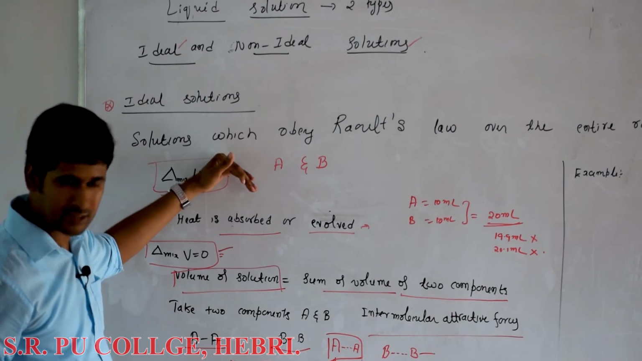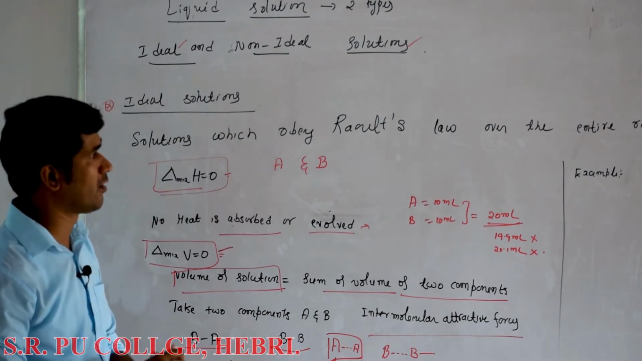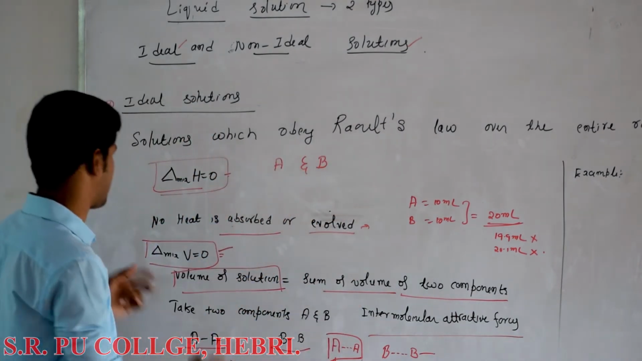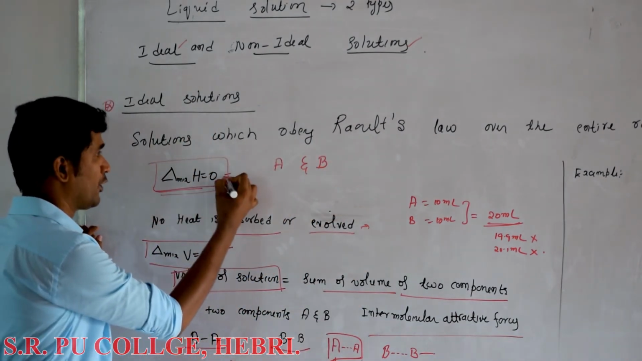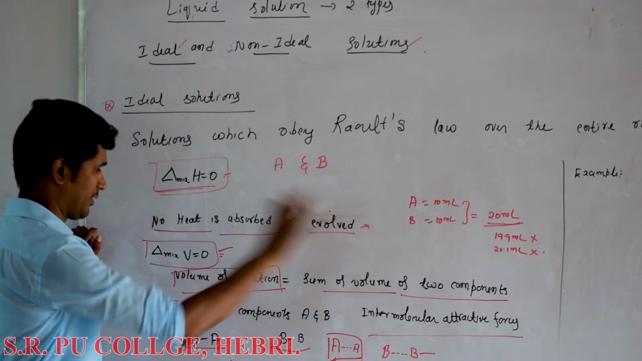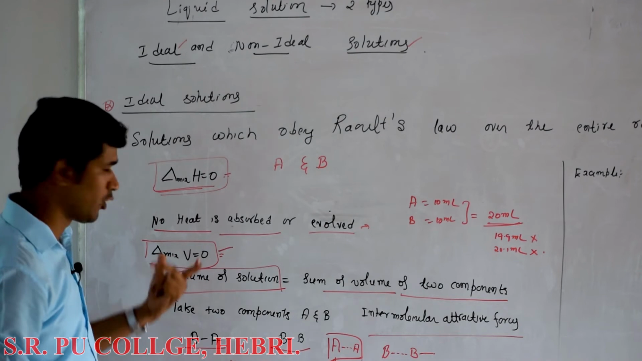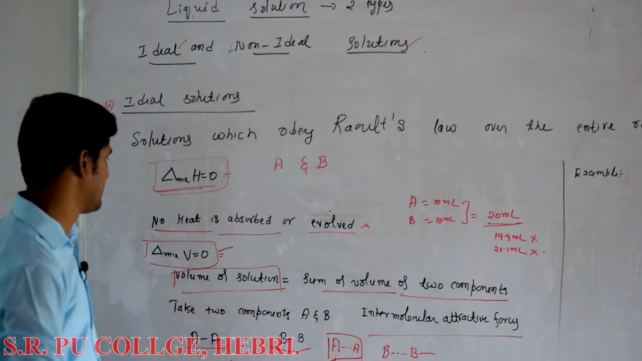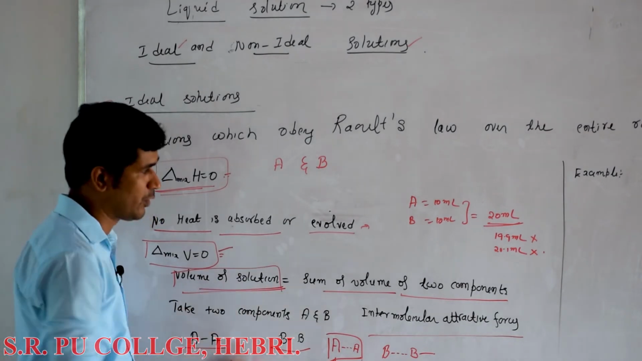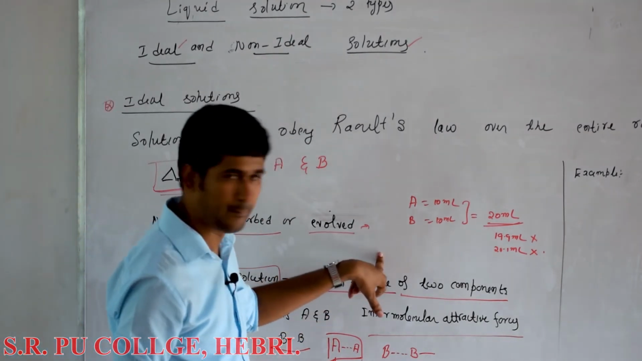So what are ideal solutions? Solutions which obey Raoult's law over the entire range of concentration. What are the characteristics? Enthalpy of mixing is equal to 0. There is no heat absorption or evolution. What is the volume of mixing? The volume of mixing is also equal to 0. There is no change in volume upon mixing. The total volume of the solution is equal to the sum of the volumes of the two components.